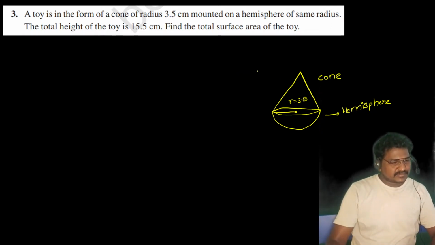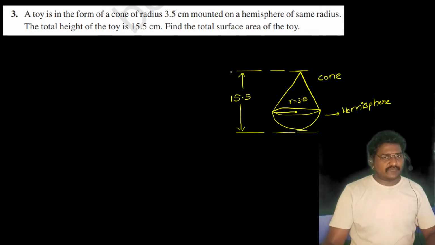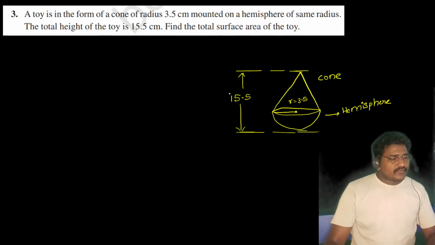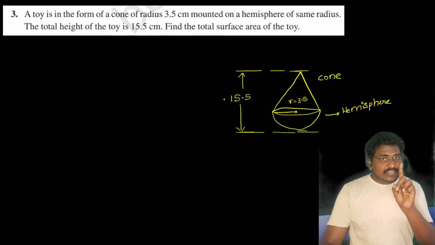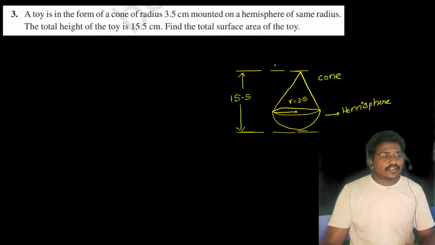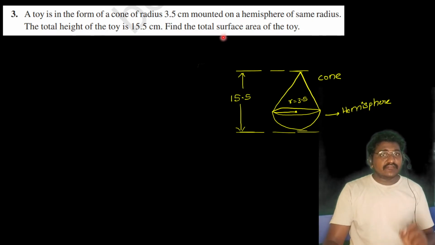That means the total height is 15.5. Now, we have to find the total surface area of the toy. Here you will be confused by the words total surface area.